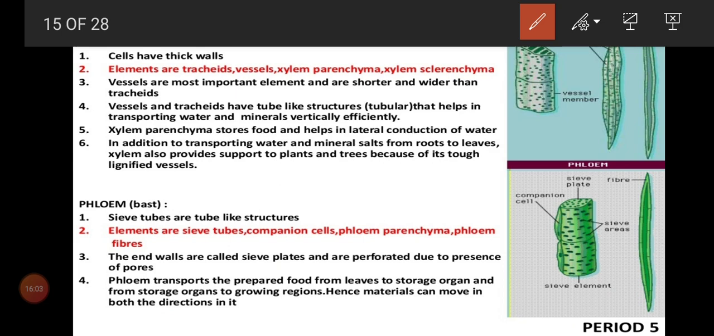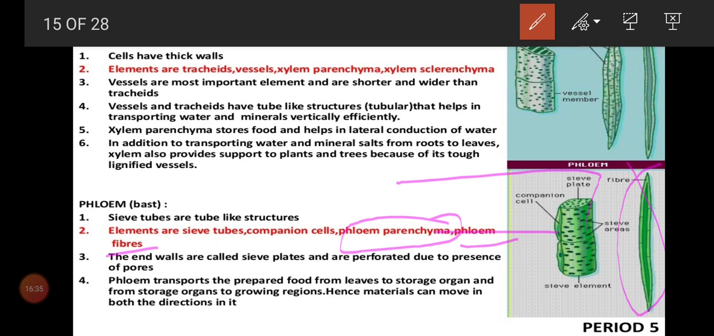So this is a sieve tube, and attached with the sieve tube is the companion cell, and phloem parenchyma is meant for storage of food items. The second one we can call phloem fiber. This is the fiber, and it is important in the phloem. Phloem fiber is economically very important, so we can call it bast fiber also.